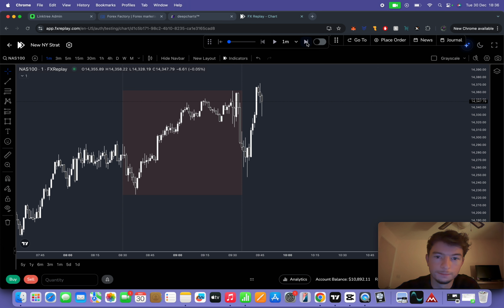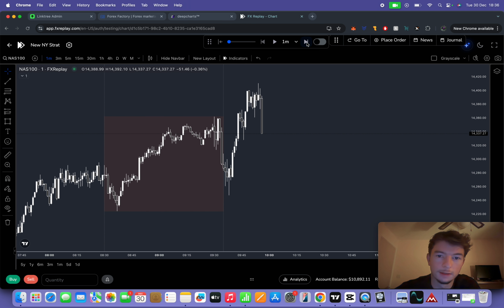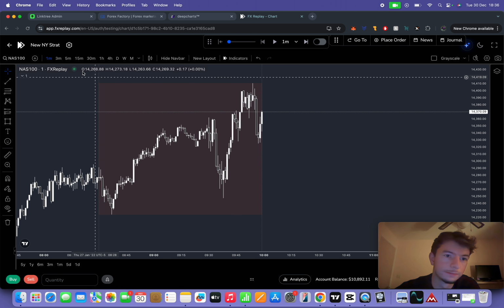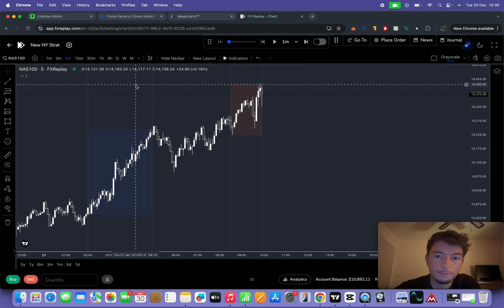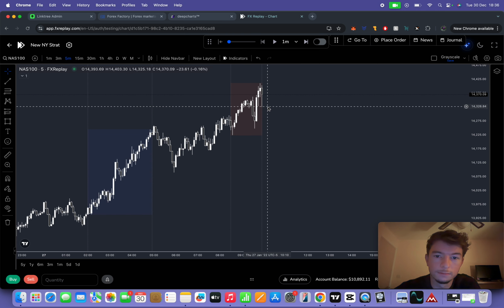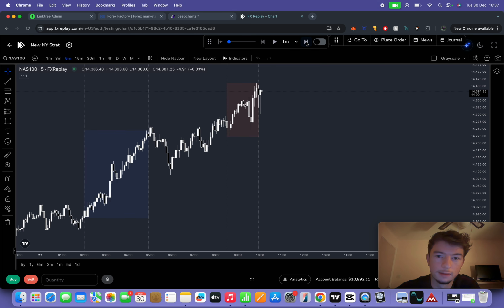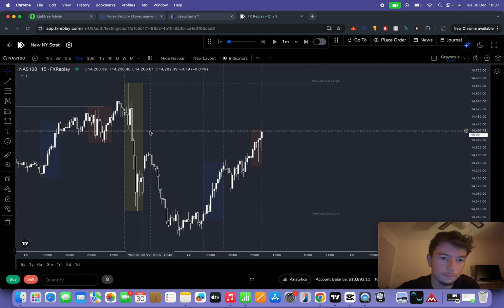Yeah. And continuation up there. So again, we got the 5-minute inverse, and then that comes up to target this imbalance here.